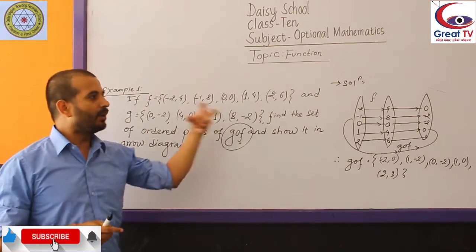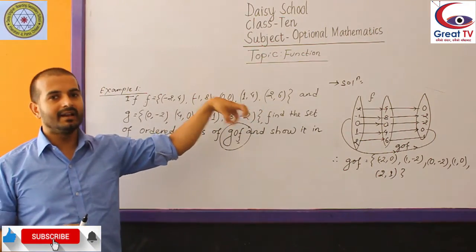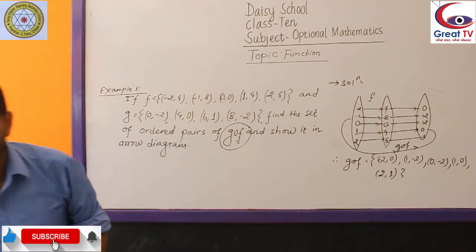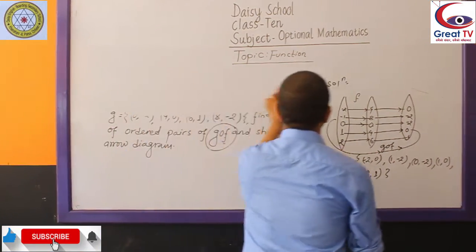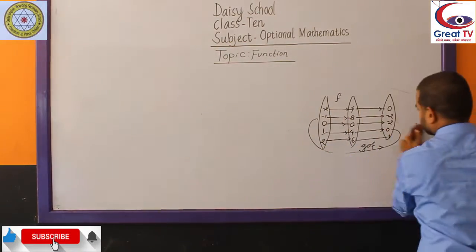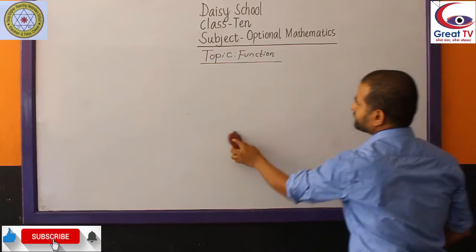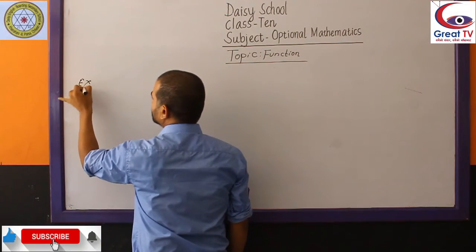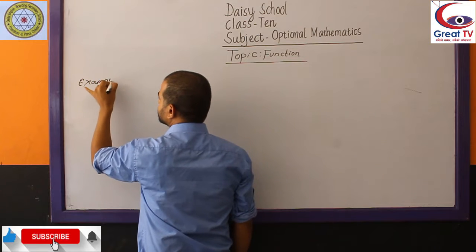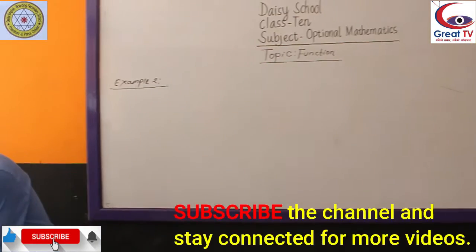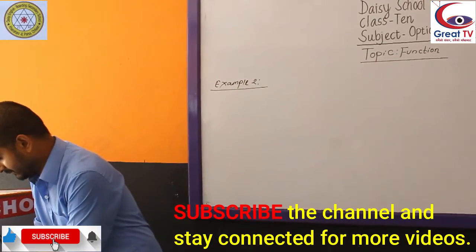Remember, now we will go to the algebraic relations also. So this is example 1. Now let's go to example 2, how to find the composite.